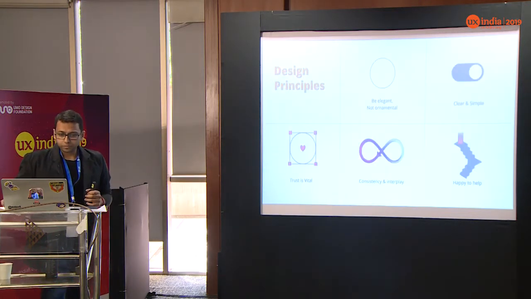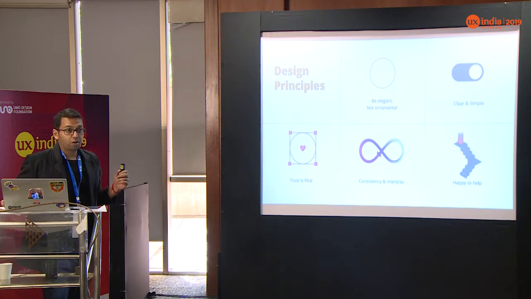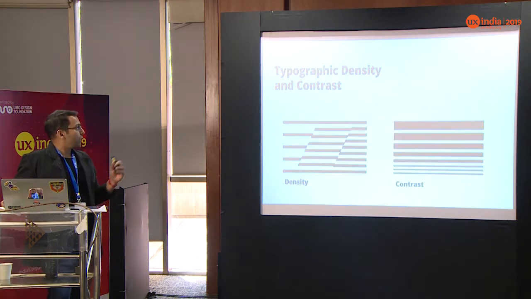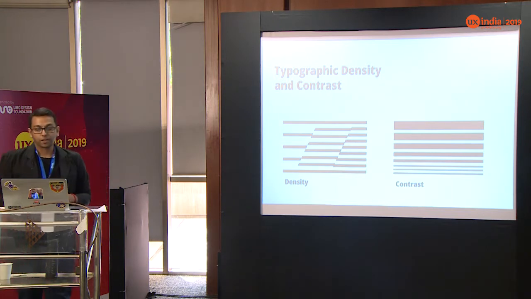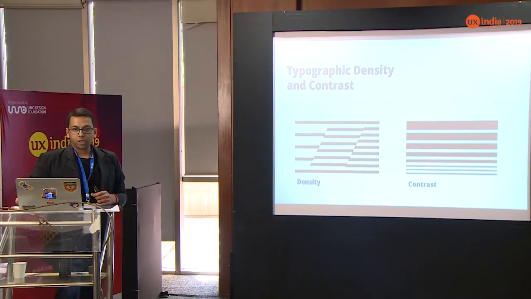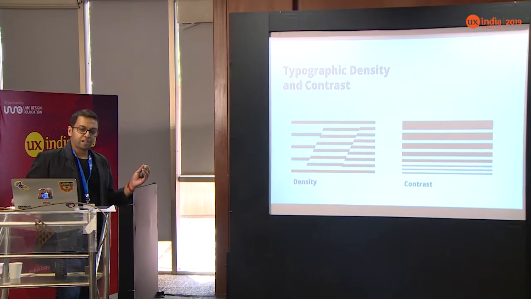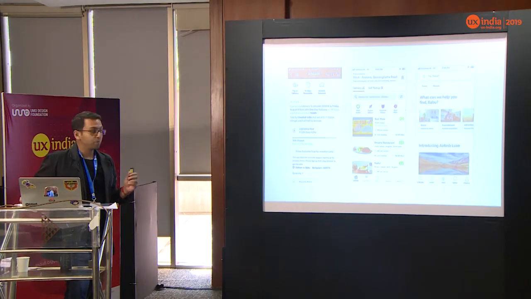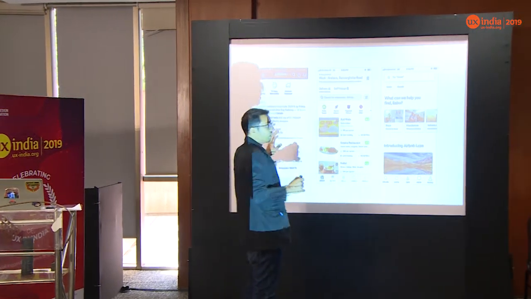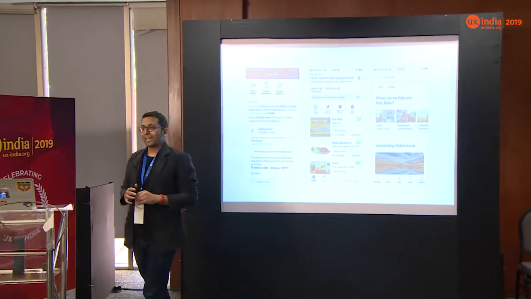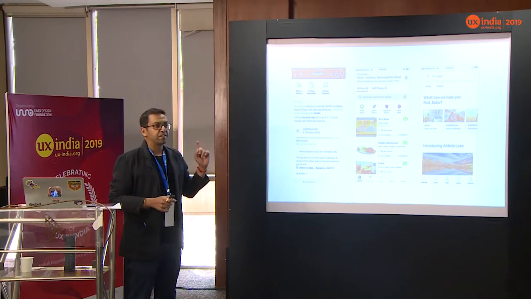But we also have design principles. We built our design principles to come to some of those rules. But fundamentally, I would like to talk about one particular rule, which is typographic density and contrast. To give you an understanding of what typographic density and contrast means, let's look at this. This is Airbnb, this is Zomato, this is Amazon, right? And they have separate typographic density and contrast.